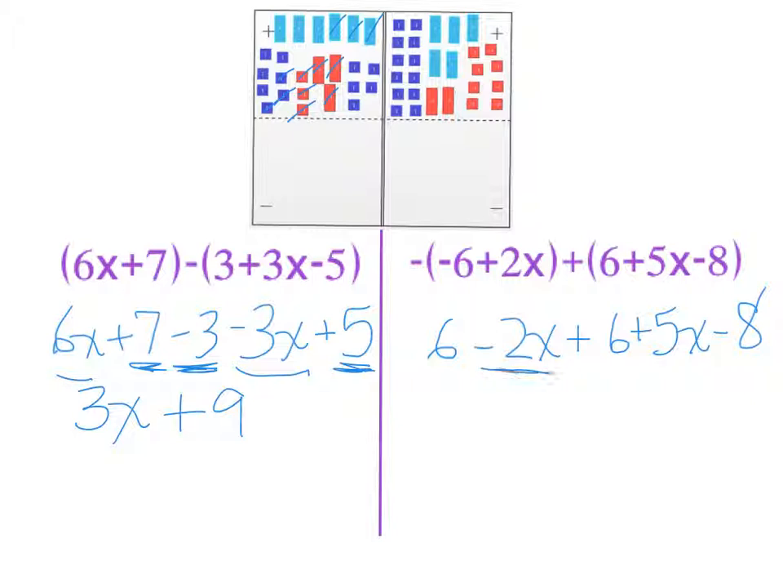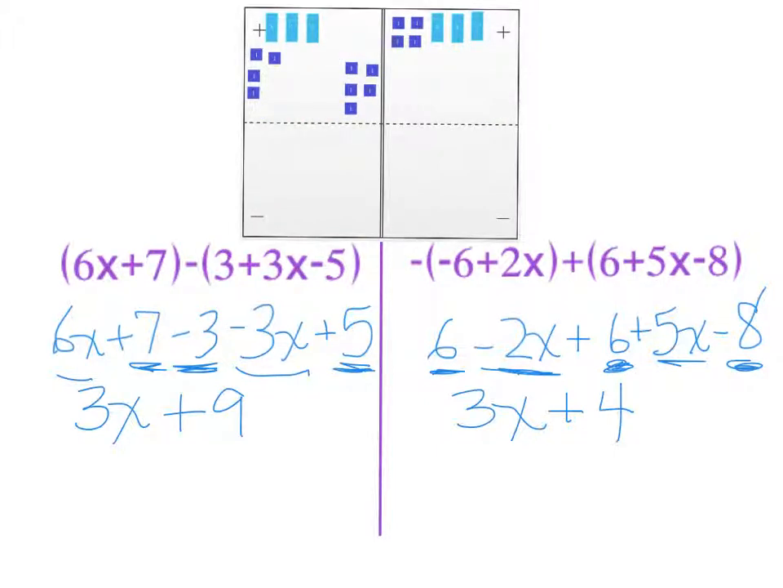On the right-hand side, these 2 negative x's and this 5x, 2 of the negative x's will cancel 2 of the positive x's and leave me with 3 positive x's. For the units, these units together make 12 positive units, and then I'm going to be taking away 8 units. That will leave me with 4 units. So I need to take away those 8 and 8 of these. They'll cancel and leave me with 4 positive units.